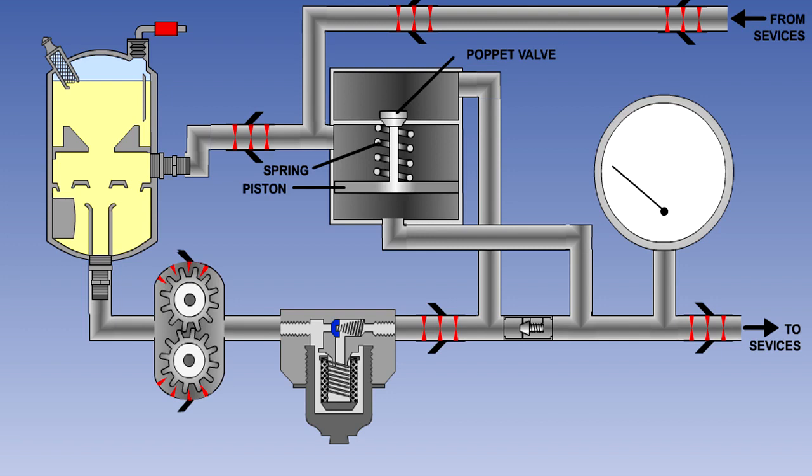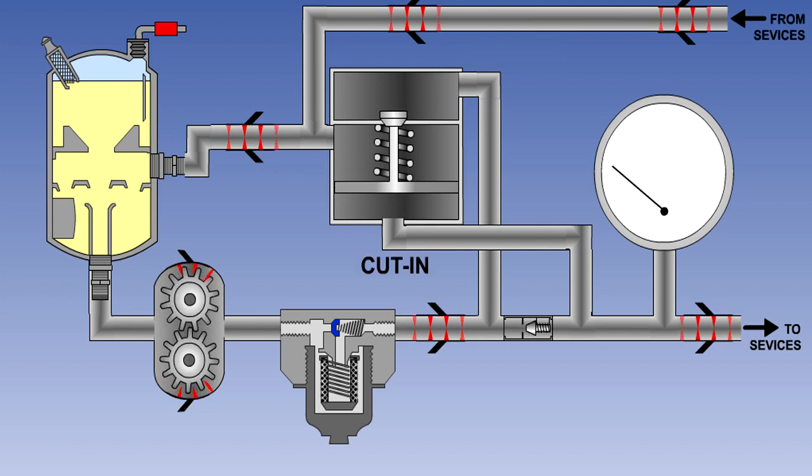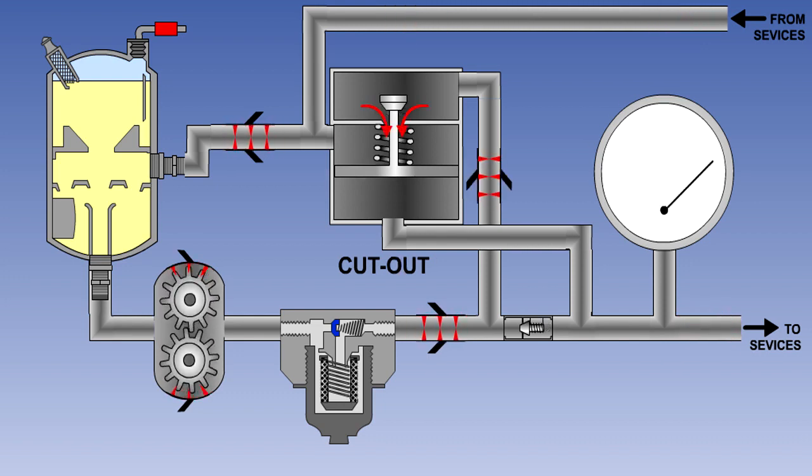The ACOV operates in two modes. These are known as cut-in and cut-out. The valve is in the cut-in position when spring pressure is greater than pump output pressure. The piston is fully down and the poppet valve is closed. Cut-out is when hydraulic pressure is greater than spring pressure. The piston moves up and the poppet valve is open. This allows the pump output to return to the reservoir.